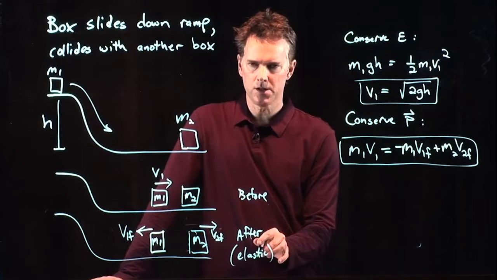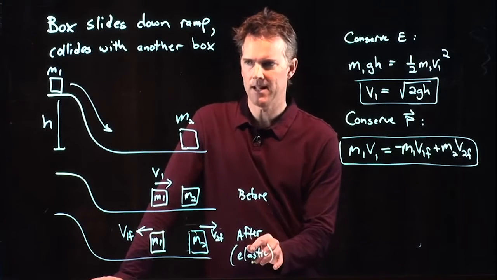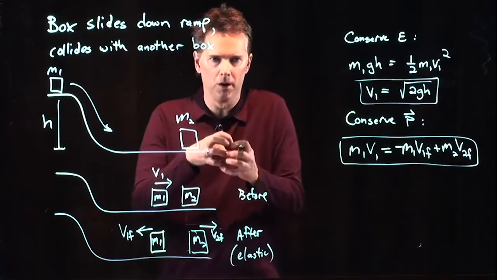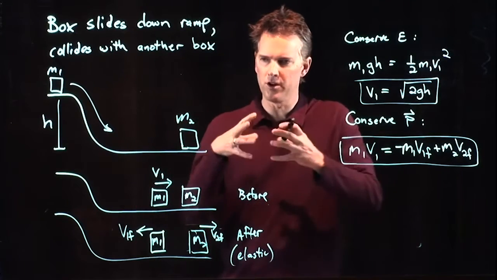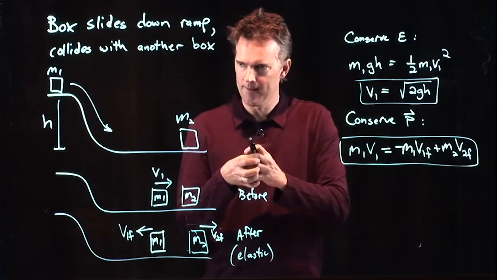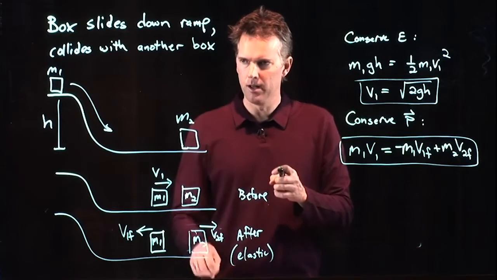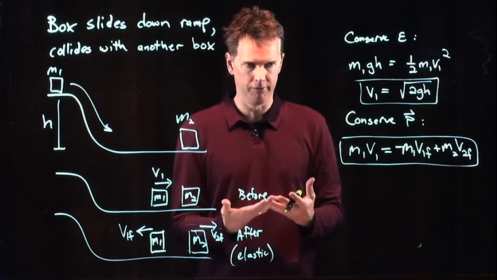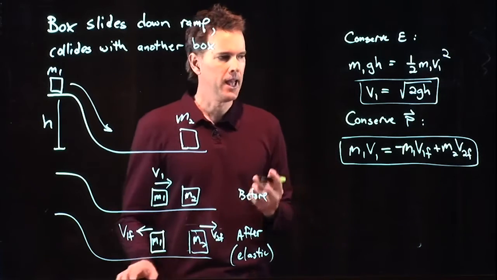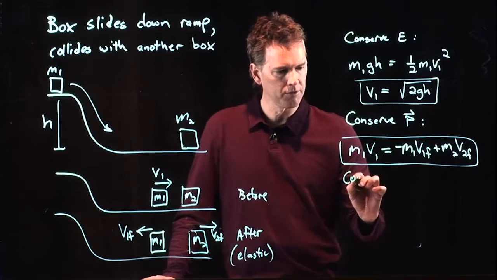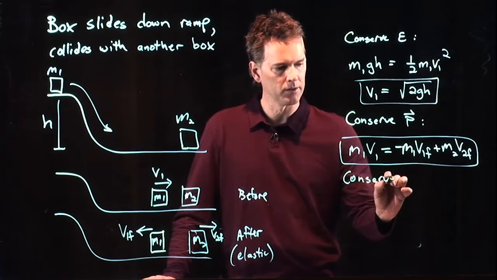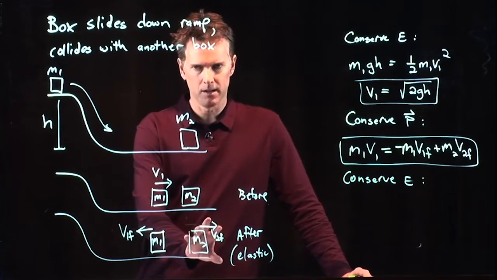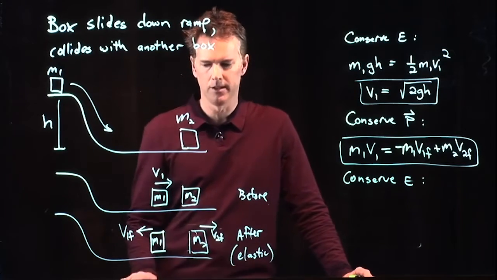But during this collision, it was elastic. And elastic, think of like a super ball, okay? A super ball is very springy, it's very elastic. When I bounce a super ball, when it hits the ground at V, it comes off the ground at pretty much V, okay? And that means that you also conserve energy during this collision. Elastic collisions conserve mechanical energy.